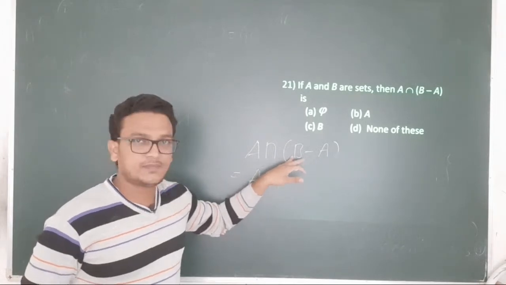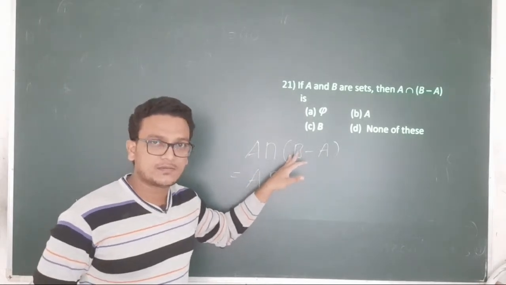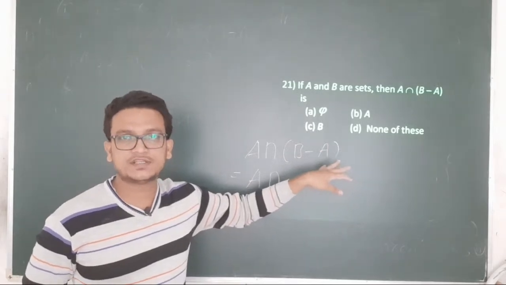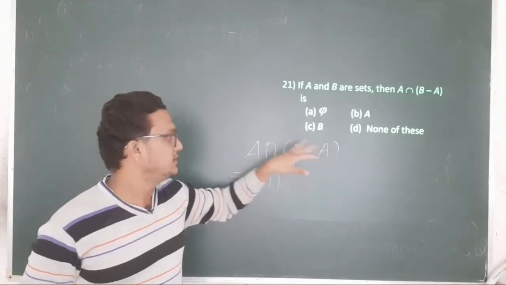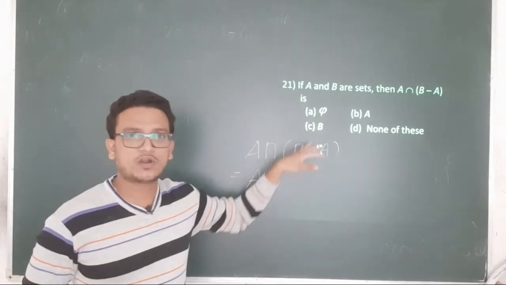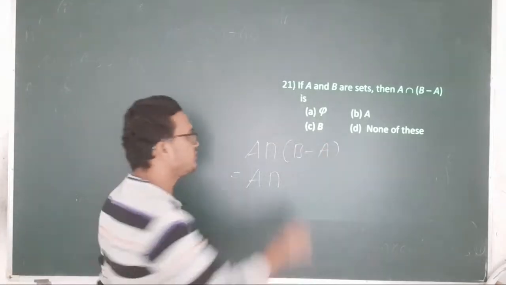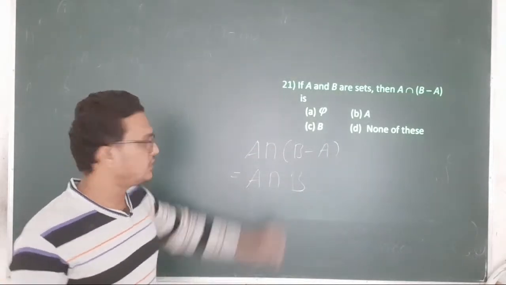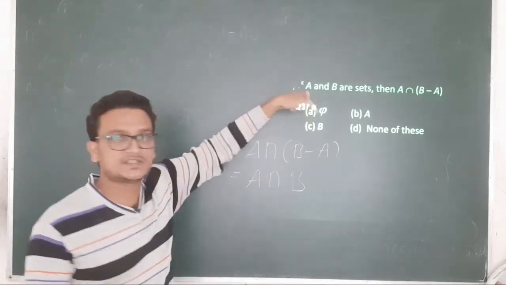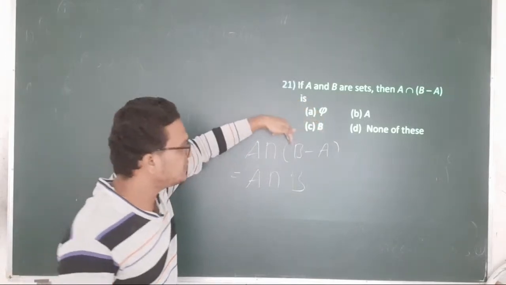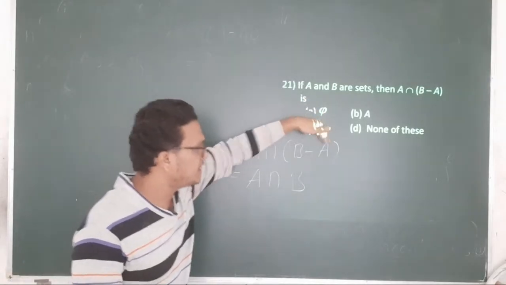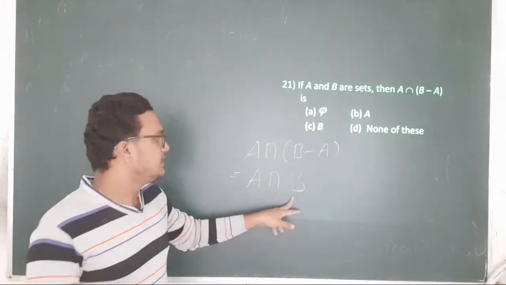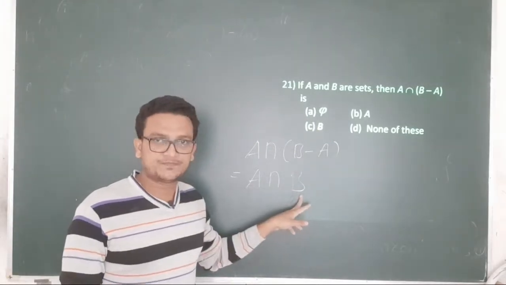The elements present in the set B which are not present in the set A. So when you do the subtraction, you may get the answer B, because elements present in B should not be present in A. If elements present in B are not present in A, it means again the set B only. The difference is B only.